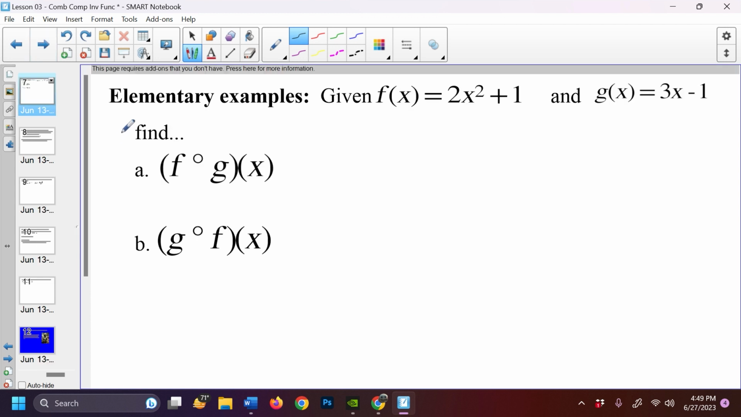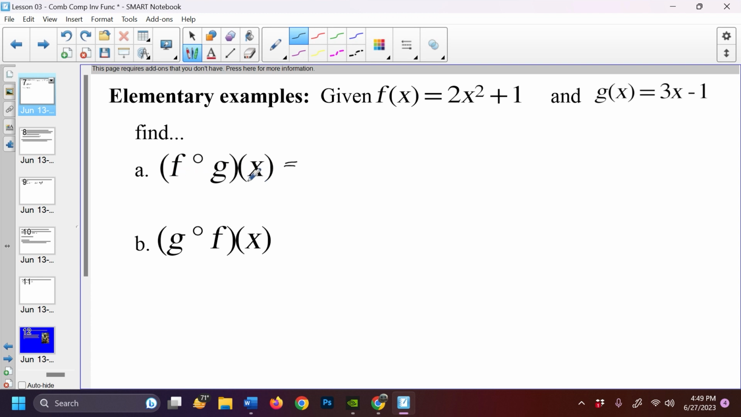Some elementary examples. If I say f of x is 2x squared plus 1 and g of x is 3x minus 1, and we want to find the composition of f composed with g of x and g composed with f of x, the reason I'm doing both of those is to illustrate that while multiplication and addition are commutative, meaning that you can add or multiply in any order, 2 times 3 is equal to 3 times 2. That is not true with composition of functions.